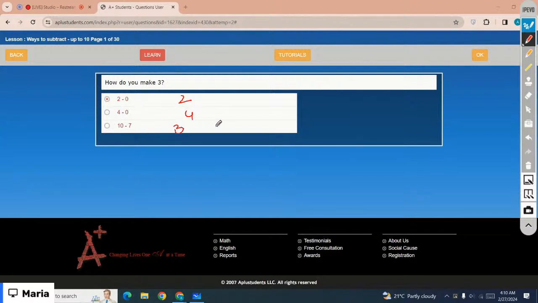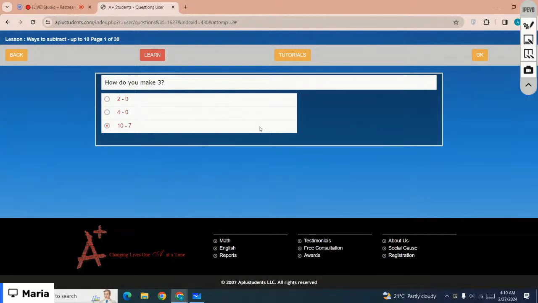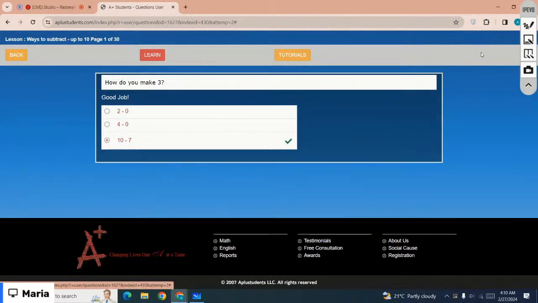That means the correct option is 10 take away 7, because you need to make 3, right? So the correct option is 10 take away 7 equals 3. Got it? Option number 2 is the correct option. So just select the correct option and then click on the OK button.